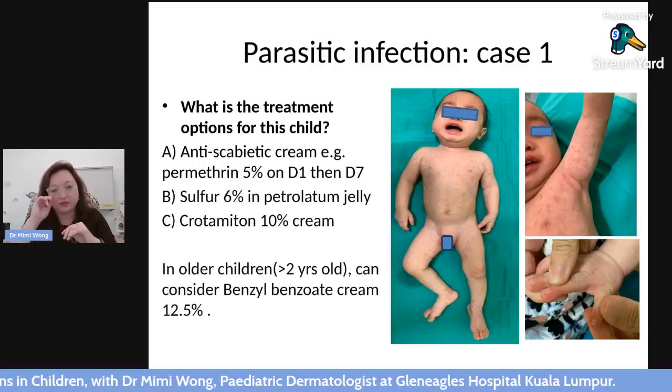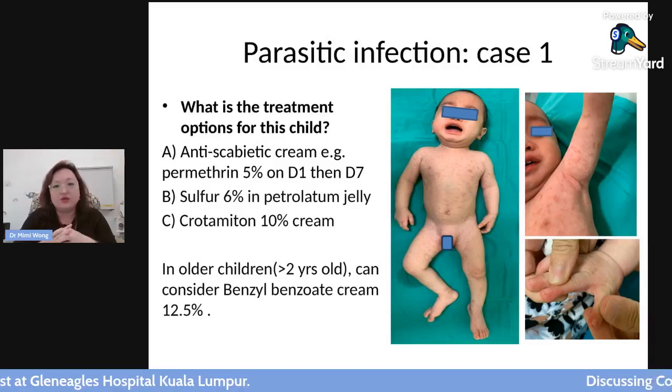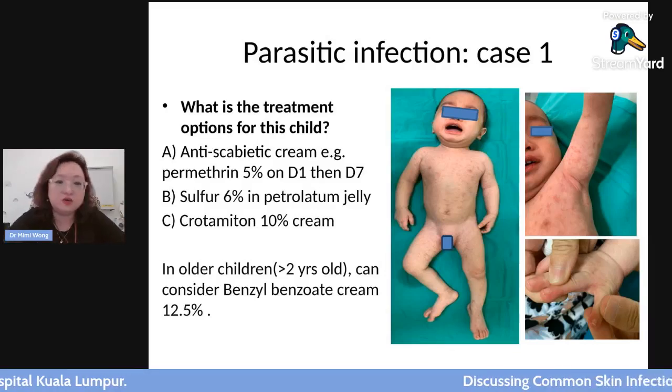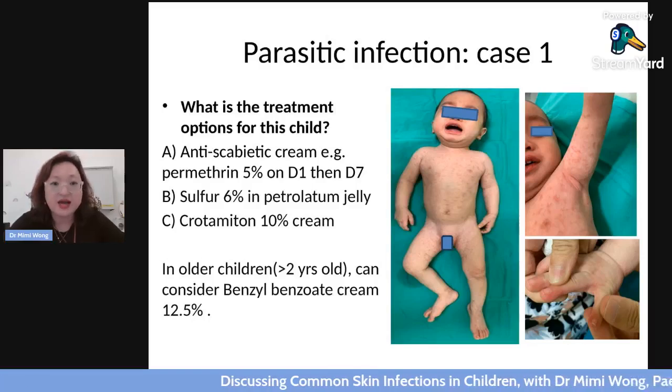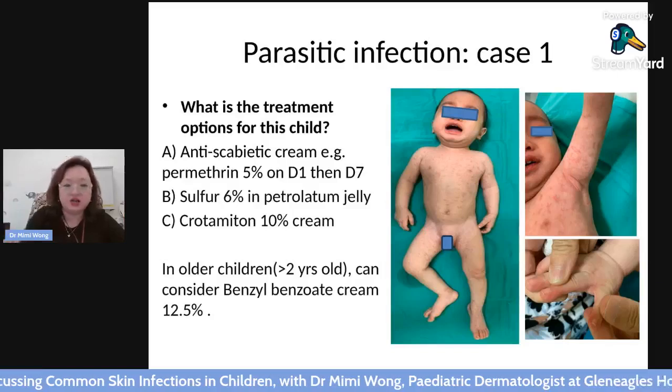How do we treat? So in a small child like this, 8 months old, we have multiple choices of treatment. The most useful one and also most effective one is an anti-scabetic cream known as permethrin. Okay, so you use 5%. You can use on day one. After 7 days, you use another time.